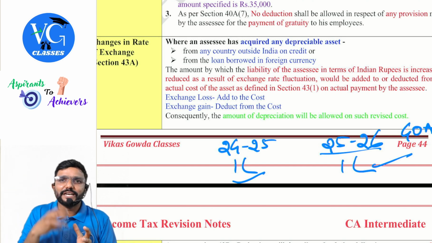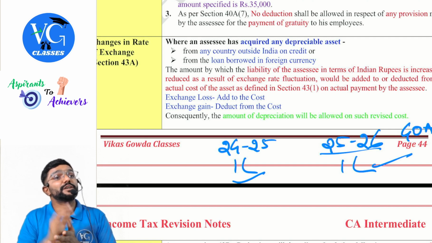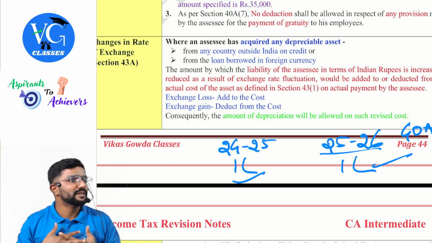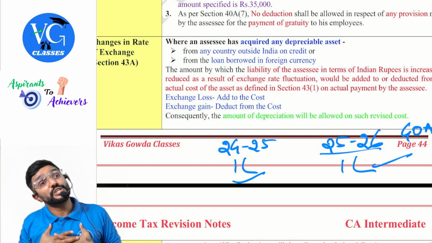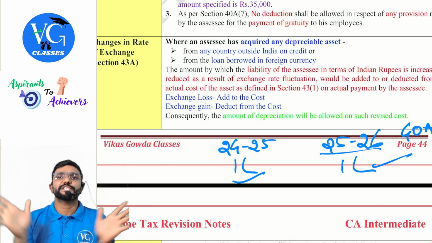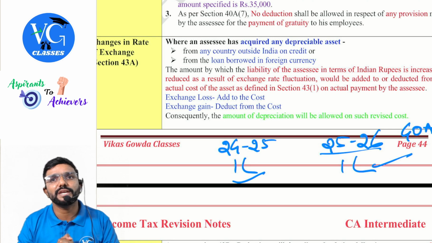So every year we are setting apart, we are creating a provision for the payment of gratuity to be made in the future. When I have created the provision, can I claim deduction? No. When you have actually made payment, you can claim full deduction. Whatever amount you have paid, you can claim in full.